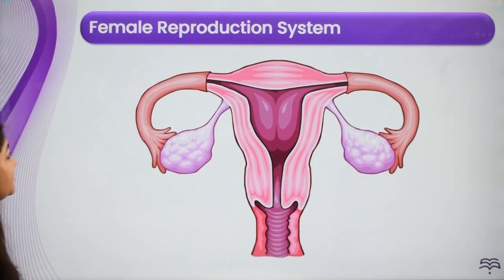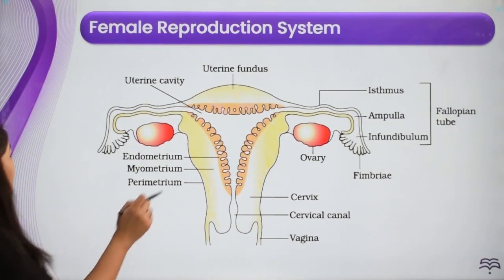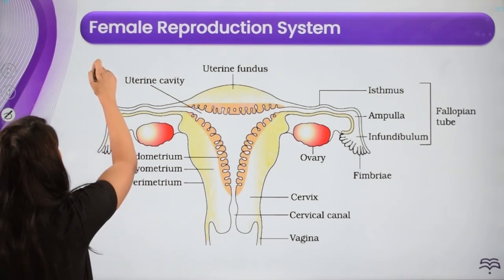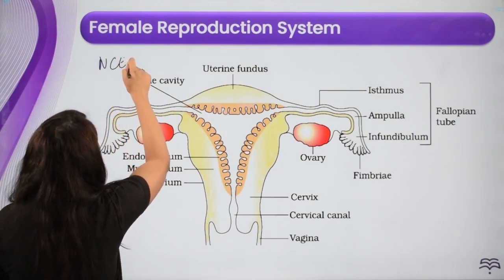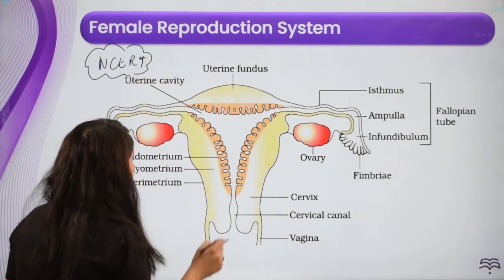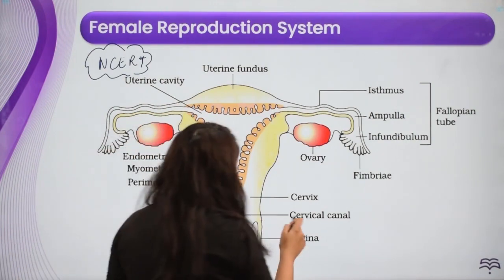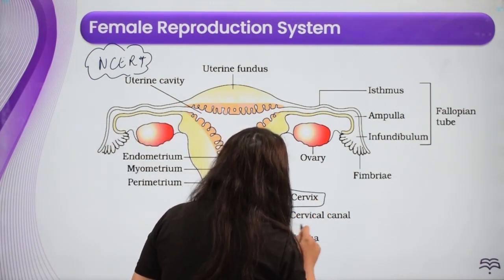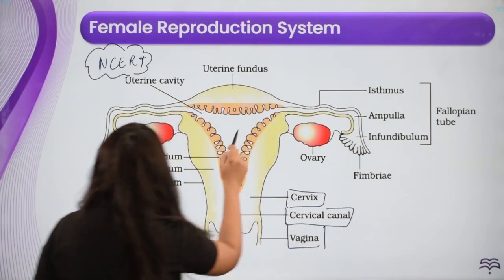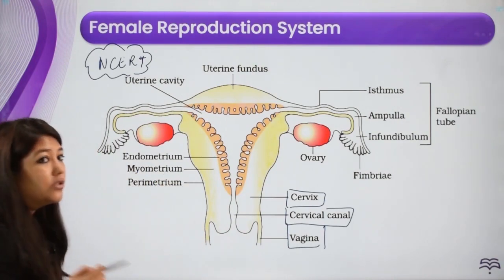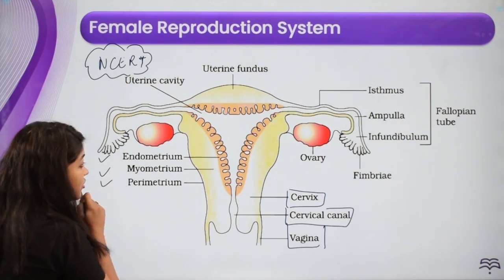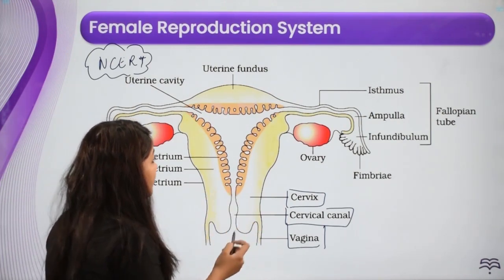Alright, now let's start. See here, this is a diagram. Again, this diagram has been taken from NCERT. As I have been repeating in all my lectures, NCERT diagrams are very, very important. So we have labeled everything. This is the cervix, cervical canal, then it is opening into the vagina. This is the uterus. Now we'll be talking about the layers, the walls of the uterus: endometrium, myometrium and perimetrium. We'll be taking all these individually.